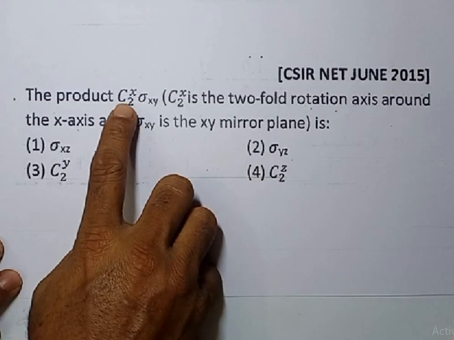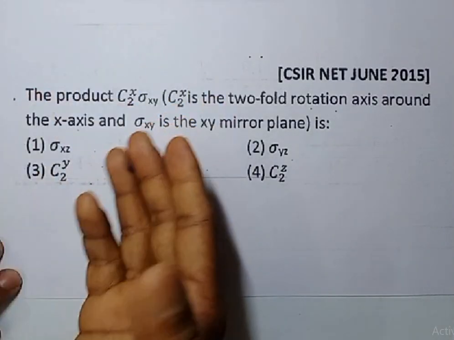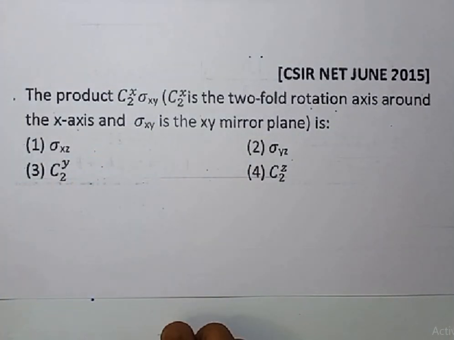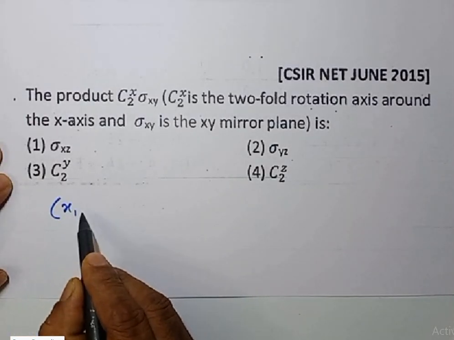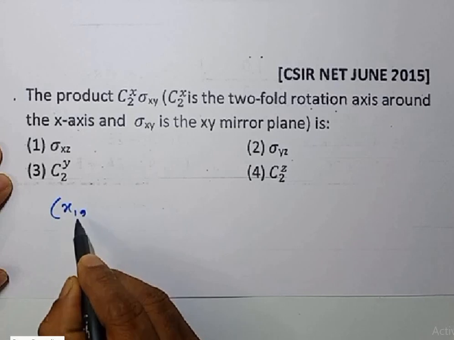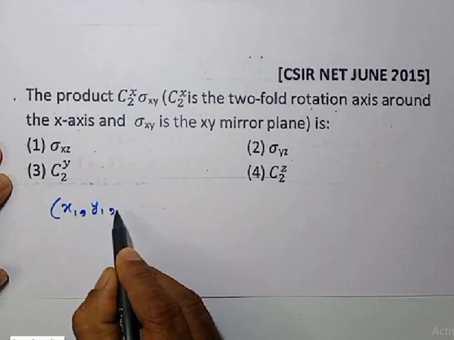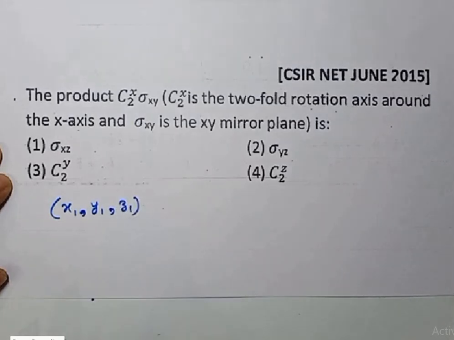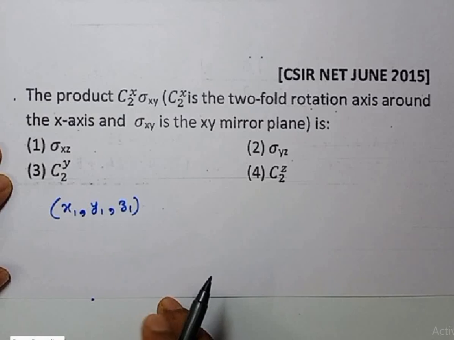Listen, since C2 is given and sigma xy is given, you can use a single point, and you can analyze very easily. Listen, how to do that. So let me take a point here. Say initially a point has x value x1, y value y1, and z value z1. This is the initial position of a point in Cartesian coordinate space.